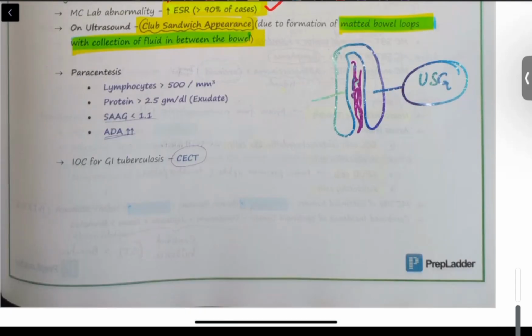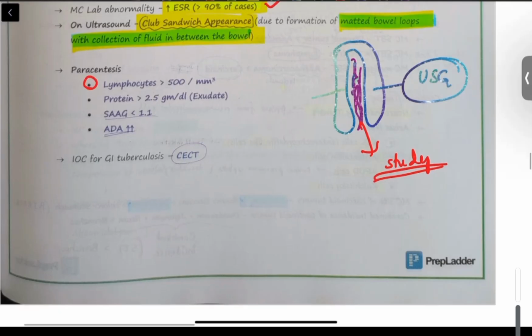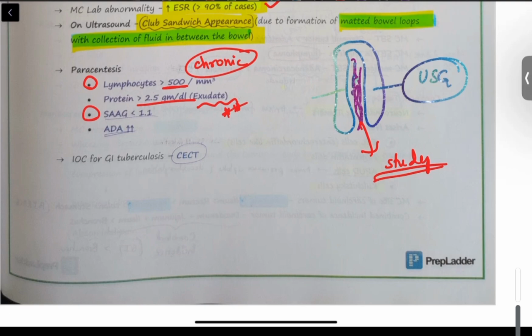On taking off this fluid and sending it for testing, we'll be able to see lymphocytes that are more, which indicates that it is a chronic condition, more than 500 per mm cube. And then protein will be more than 2.5 gram per deciliter, and it will usually be exudate, just in case like TB. Okay, serum albumin ascitic gradient will be less than 1.1. That again indicates it is an exudate.